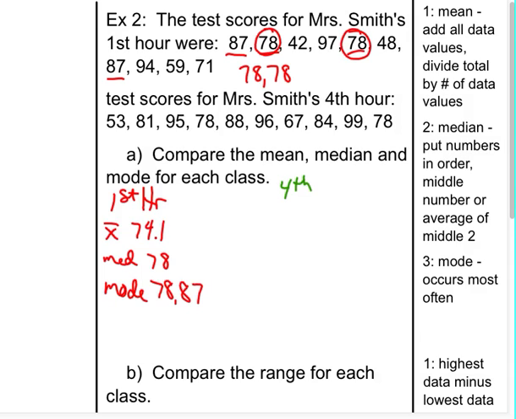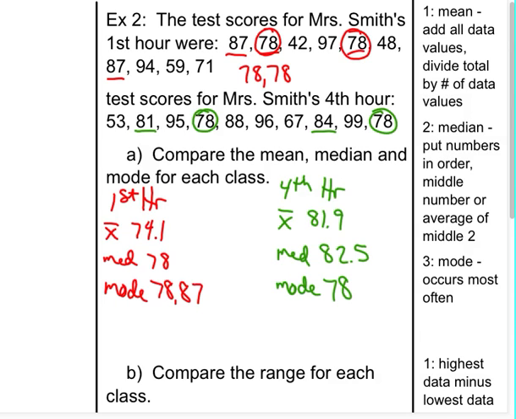Fourth hour, same thing. Again, for the mean, add all of the data values and divide by 10, we got 81.9. For the median, there were two numbers again in the middle of the data set because we had an even number. 81 was the fifth data value, and 84 was the sixth data value. So you add those together and divide by 2 to get a median of 82.5. This data set only had one mode. The number that occurred twice was 78.